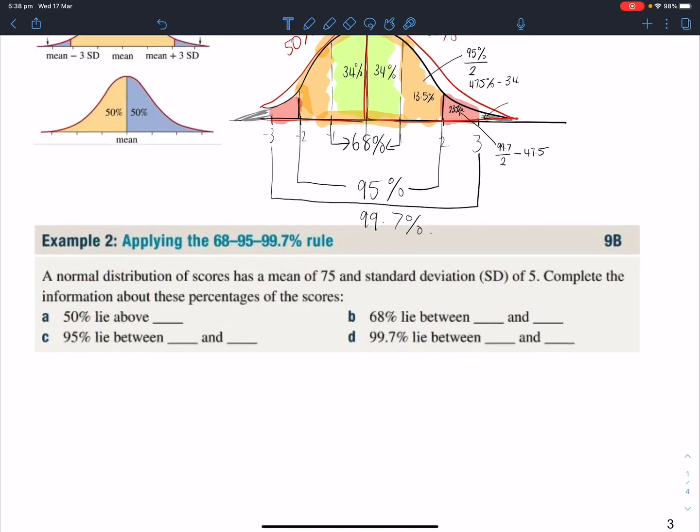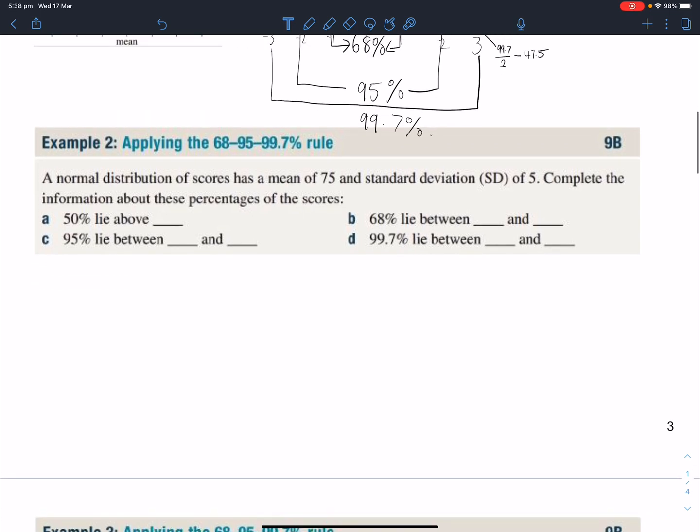Alright, let's have a look. So, a normal distribution of scores has a mean of 75 and a standard deviation of 5. Complete the information about these percentages of the scores. Alright, so draw a bell curve.